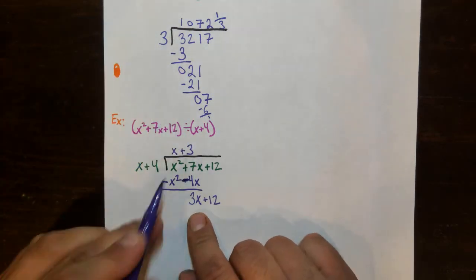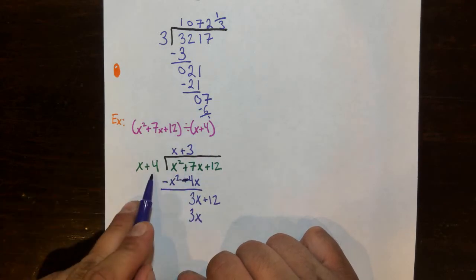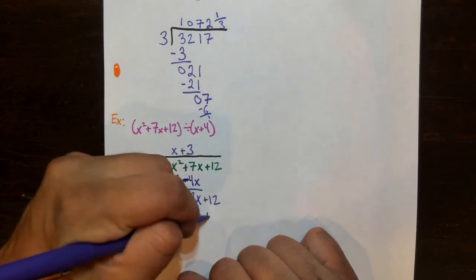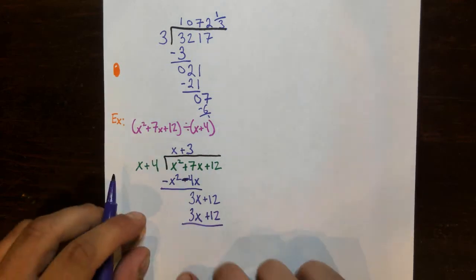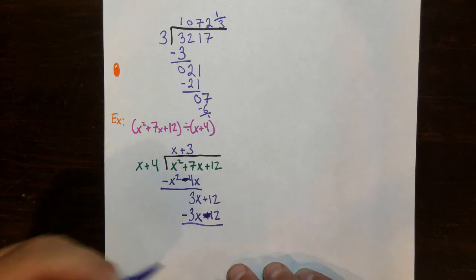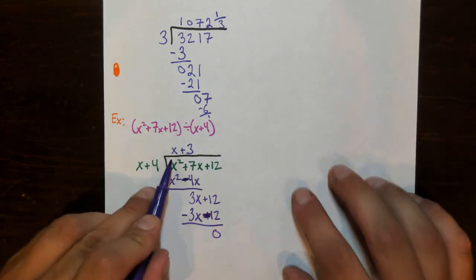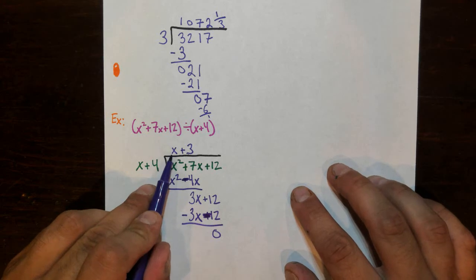And then now we multiply. 3 times x is 3x. 3 times 12, or 3 times 4 is 12. We change the signs. It's negative. This is 0, so we have a remainder of 0. So our answer is x plus 3.